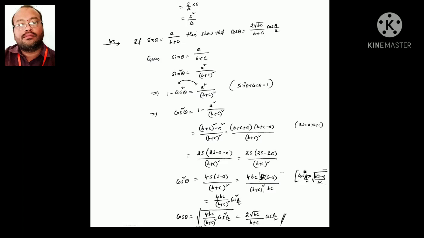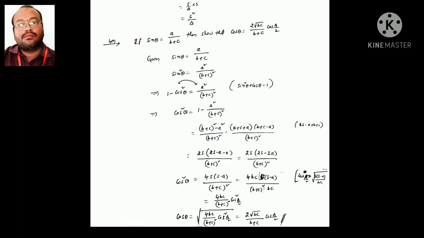Next important question, if sin theta is equal to a by b plus c, then show that cos theta equal to 2 root bc by b plus c into cos a by 2. So first what is given here, sin theta is equal to a by b plus c, but the problem is in terms of cos. So squaring on both sides, then sin square theta can be written as 1 minus cos square theta. By simplifying we can get cos square theta is equal to 1 minus of a square by b plus c whole square. So by simplifying again we can get a square minus b square form, a plus b into a minus b. So then we can get b plus c plus a into b plus c minus a.